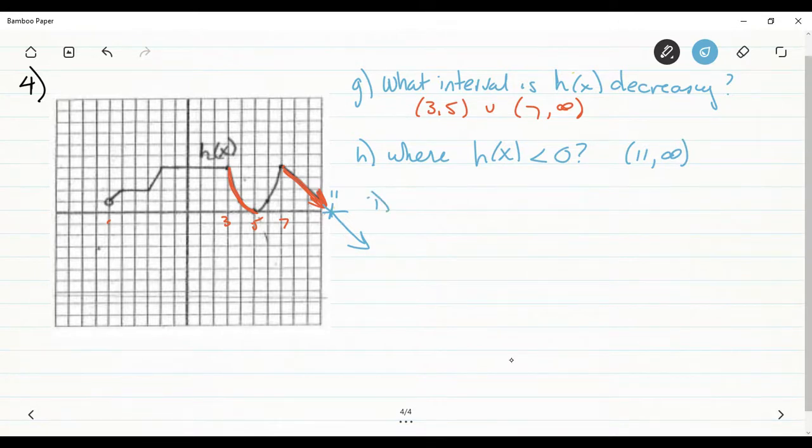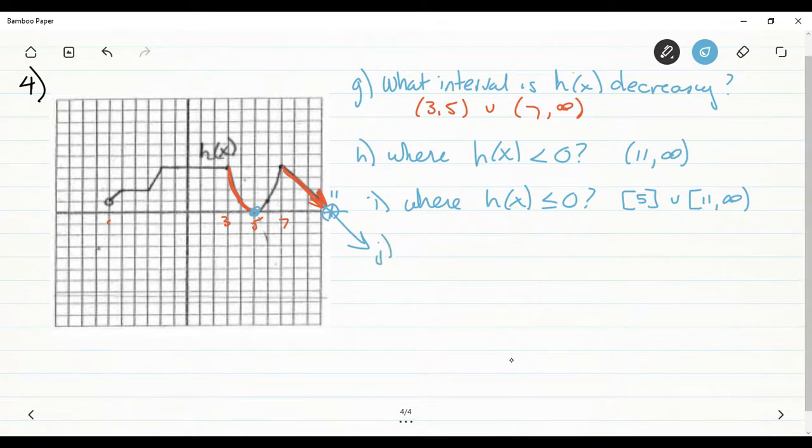Part I, where is h of x less than or equal to 0? Well, less than or equal to 0, what are we including in this 11 to infinity? And that is the 11. So we're going to include the 11, but also include the 5. It is equal at 5, and then again at 11 to infinity. So you do have to be very careful with those brackets to include it.